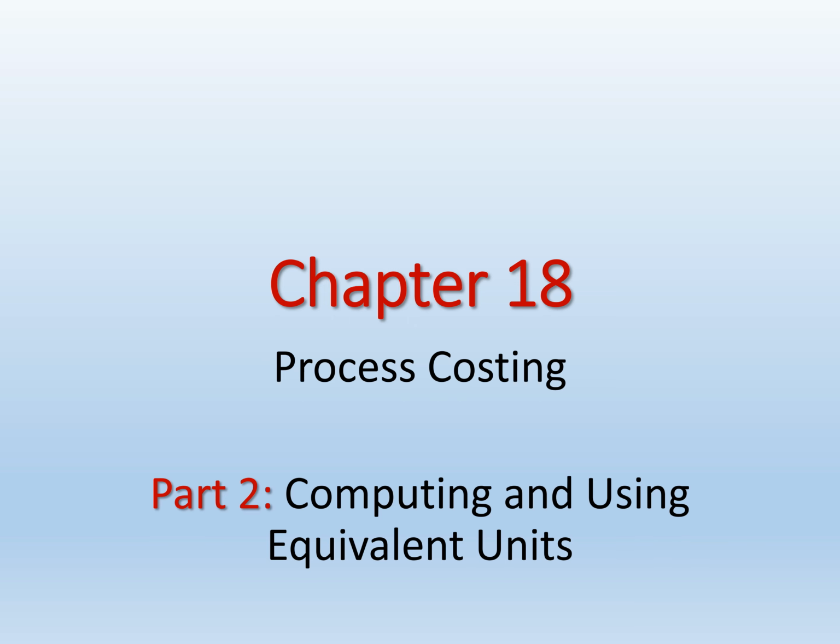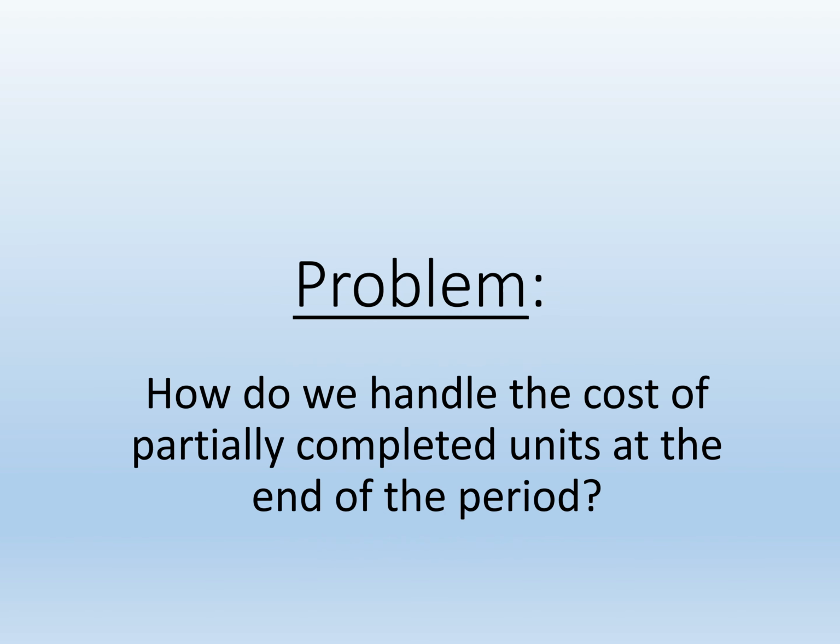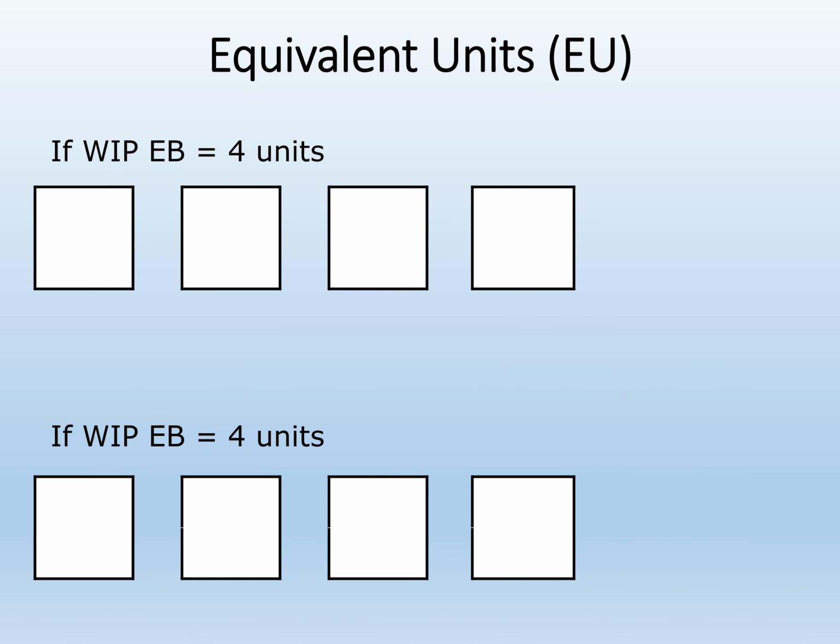The goal of this part of Chapter 18 is to figure out the dollar value of the units that got completed and transferred out and the units that didn't get completed in a particular department of a process costing firm during the period. But before we can do that, we need to solve the problem of how to handle the cost of partially completed units at the end of the period. We solve that problem by using the concept of equivalent units. Let's look at an example.